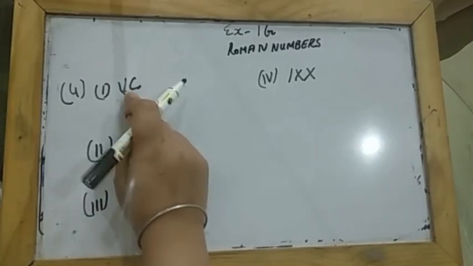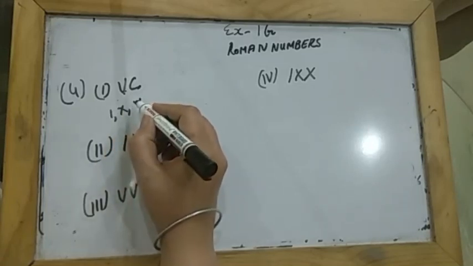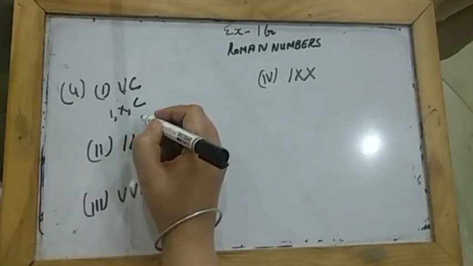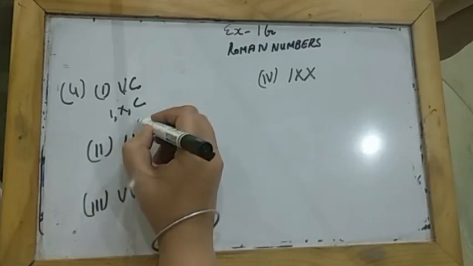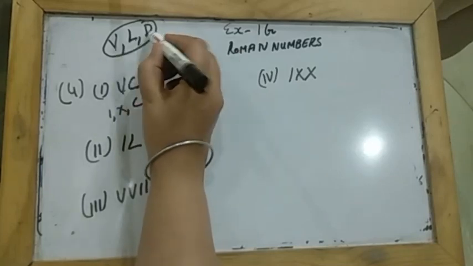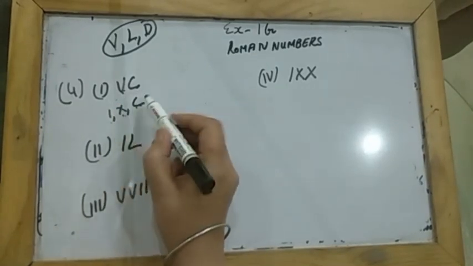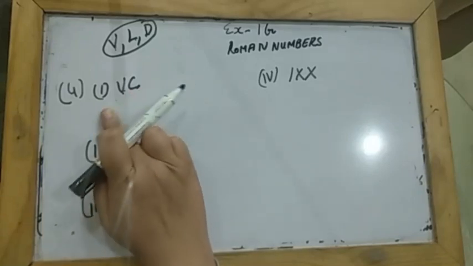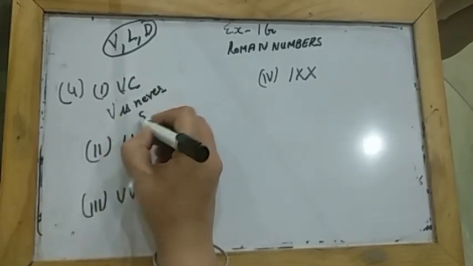But if you remember the rule, I said only I, X and C. Only I, X and C can be subtracted. Means these symbols only I can write at the back of a bigger number. And V, L and D, these I cannot subtract. I can subtract only I, X and C. These three symbols only can come at the back of a bigger number, but these I can never write at the back of any number. So V can never be subtracted. So the reason for this is that V is never subtracted.